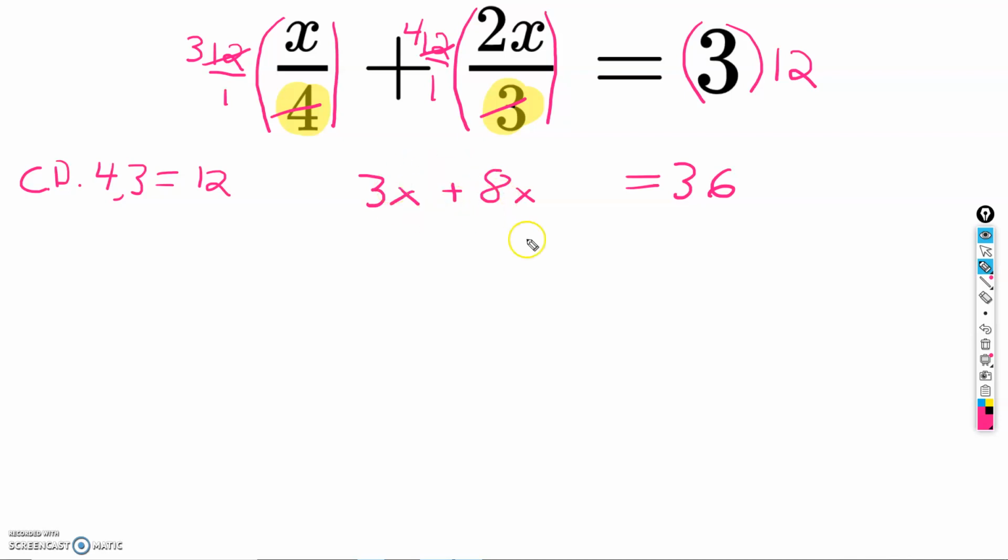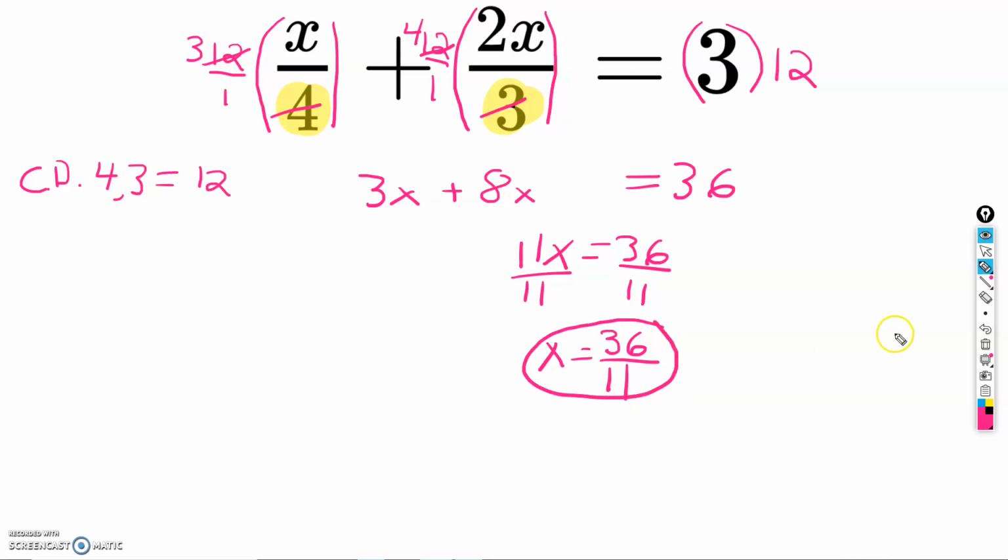Now all we have to do is combine like terms and divide by 11 to get the x by itself. Hey, we got an ugly fraction as an answer, but who cares? There we go. x is equal to 36 over 11. So again, look at all your denominators, find the common denominator, multiply everything in your equation by that common denominator, and then your fractions go away and your problem gets so much simpler.